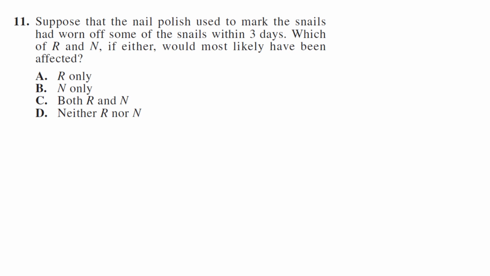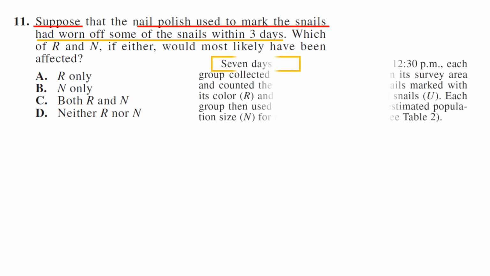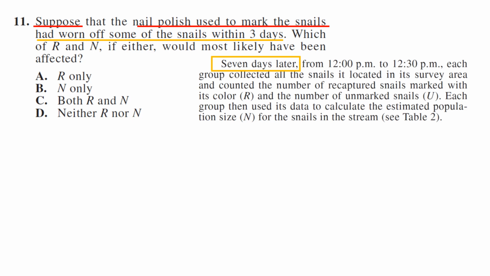Number 11, another suppose if question. You're going to have to extrapolate some information, make some inferences. Suppose the nail polish used to mark the snails had worn off some of the snails within 3 days. Which of R and N, if either, would likely have been affected? So they're doing it 7 days later. Let's work that out first. If it was only 2 days later, neither would have been affected, right? But 7 days later, because it washed off in 3 days, it will be affected.